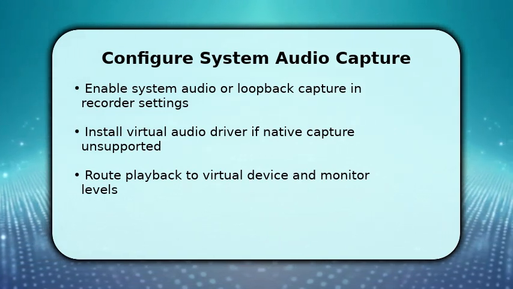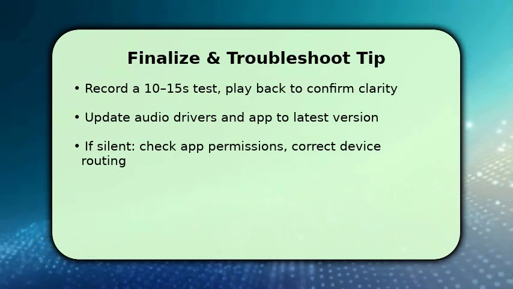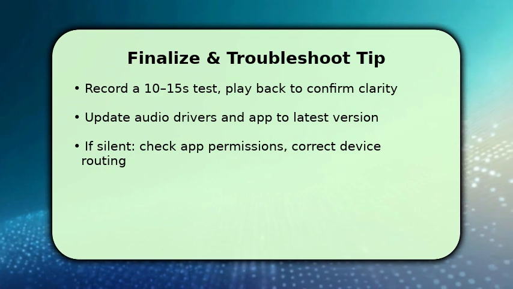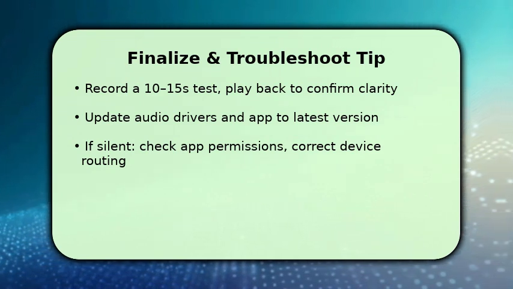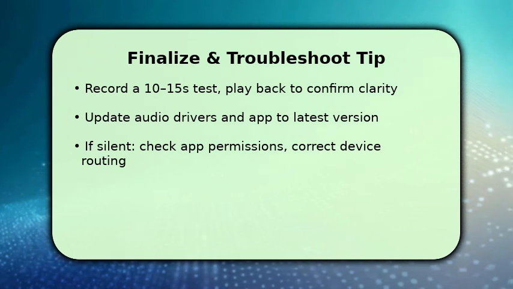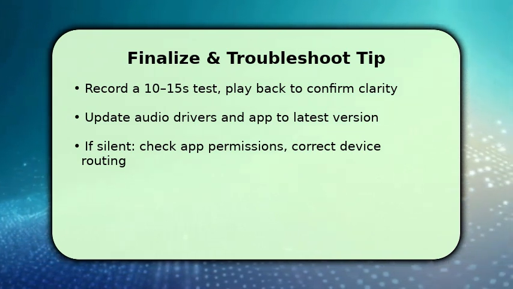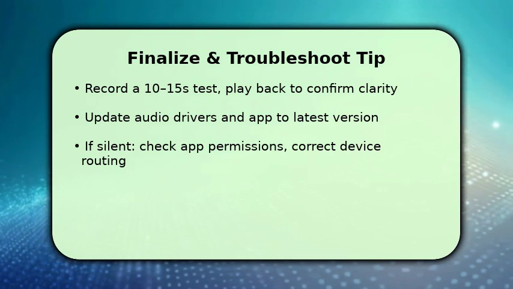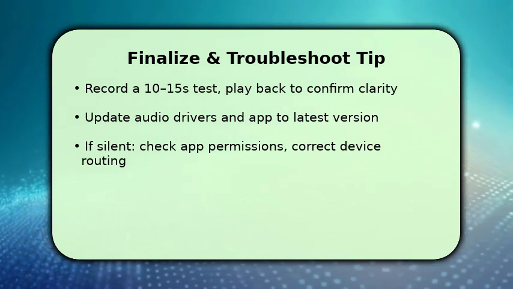Finish by making a controlled test recording and listening carefully. If both sources are present, save your preset and proceed. If you hear echo or low volume, lower system output and increase mic gain or enable noise reduction only if needed. Before final capture, restart the recorder and reselect the virtual device so settings stick.